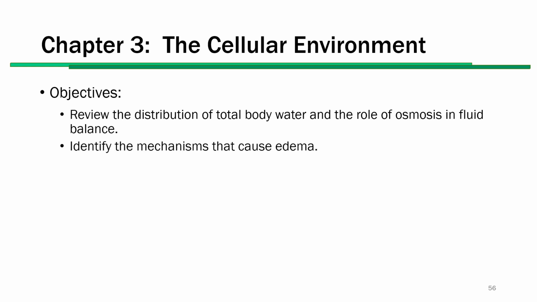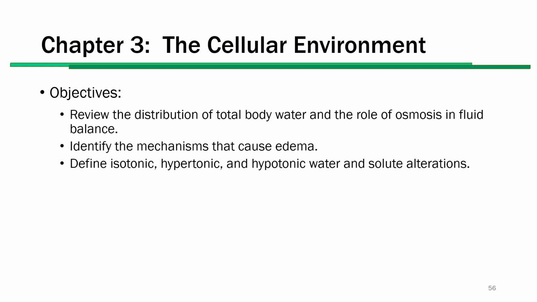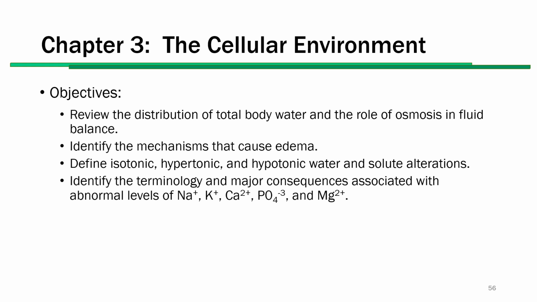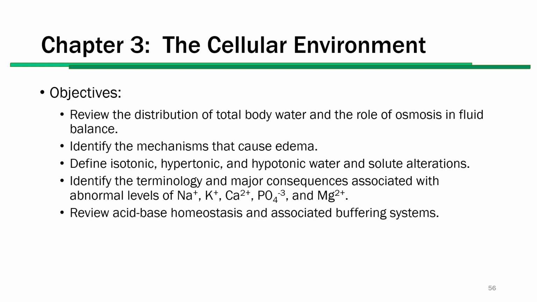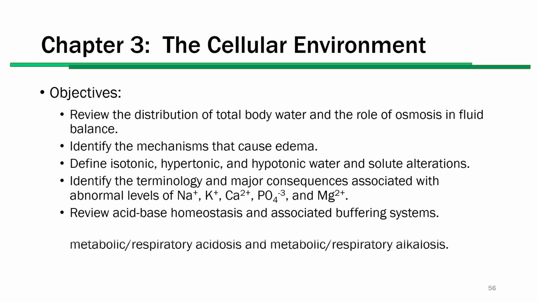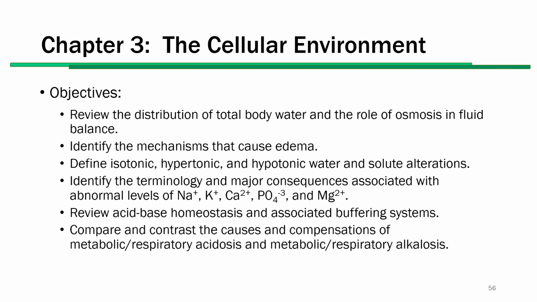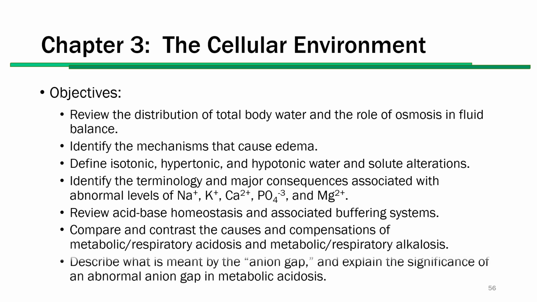So objectives for Chapter 3: review the distribution of total body water and the role of osmosis in fluid balance, identify the mechanisms that cause edema, define isotonic, hypertonic, and hypotonic water and solute alterations, identify the terminology and major consequences associated with abnormal levels of sodium, potassium, calcium, phosphate, and magnesium, review acid-base homeostasis and associated buffering systems, compare and contrast the causes and compensations of metabolic and respiratory acidosis, metabolic and respiratory alkalosis, and describe what is meant by the anion gap and explain the significance of an abnormal anion gap in metabolic acidosis.